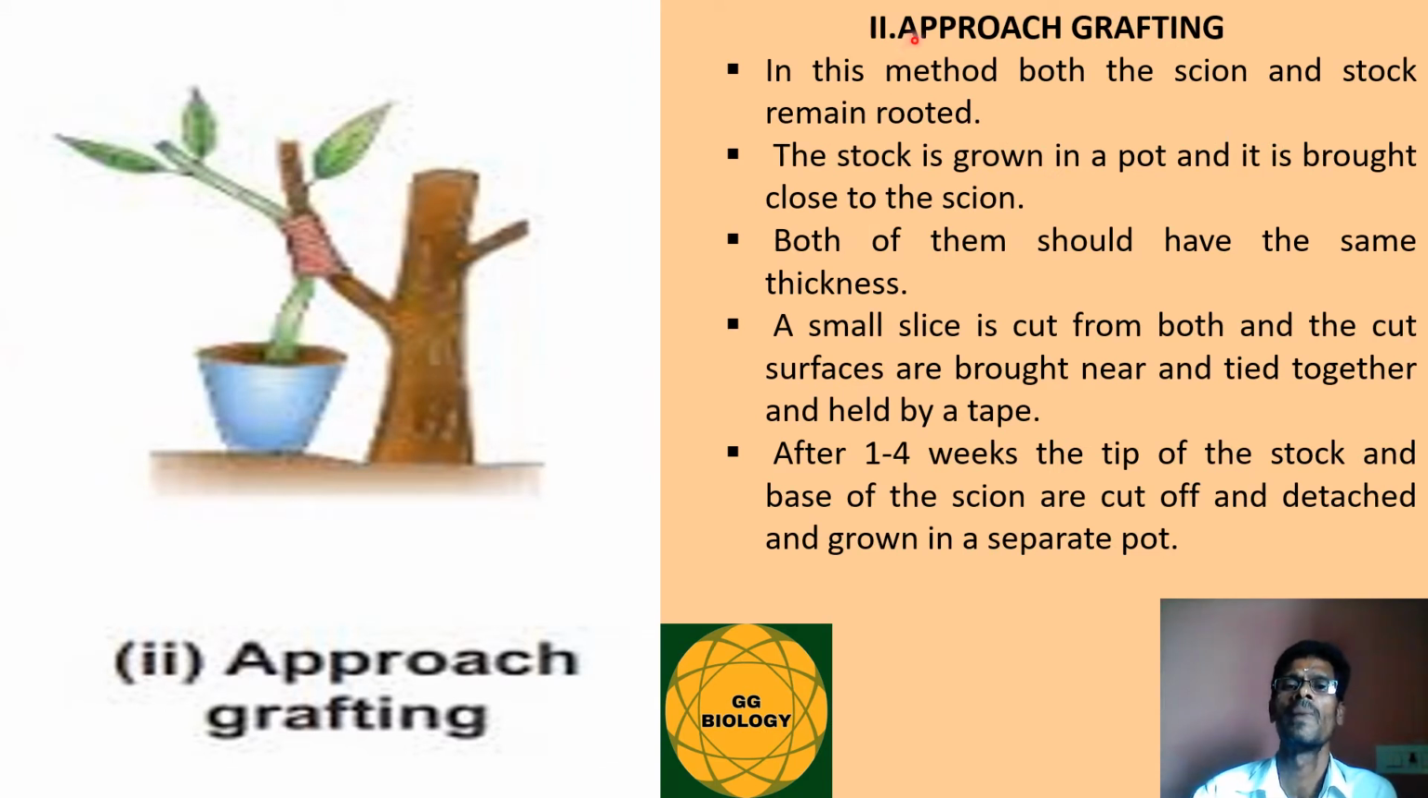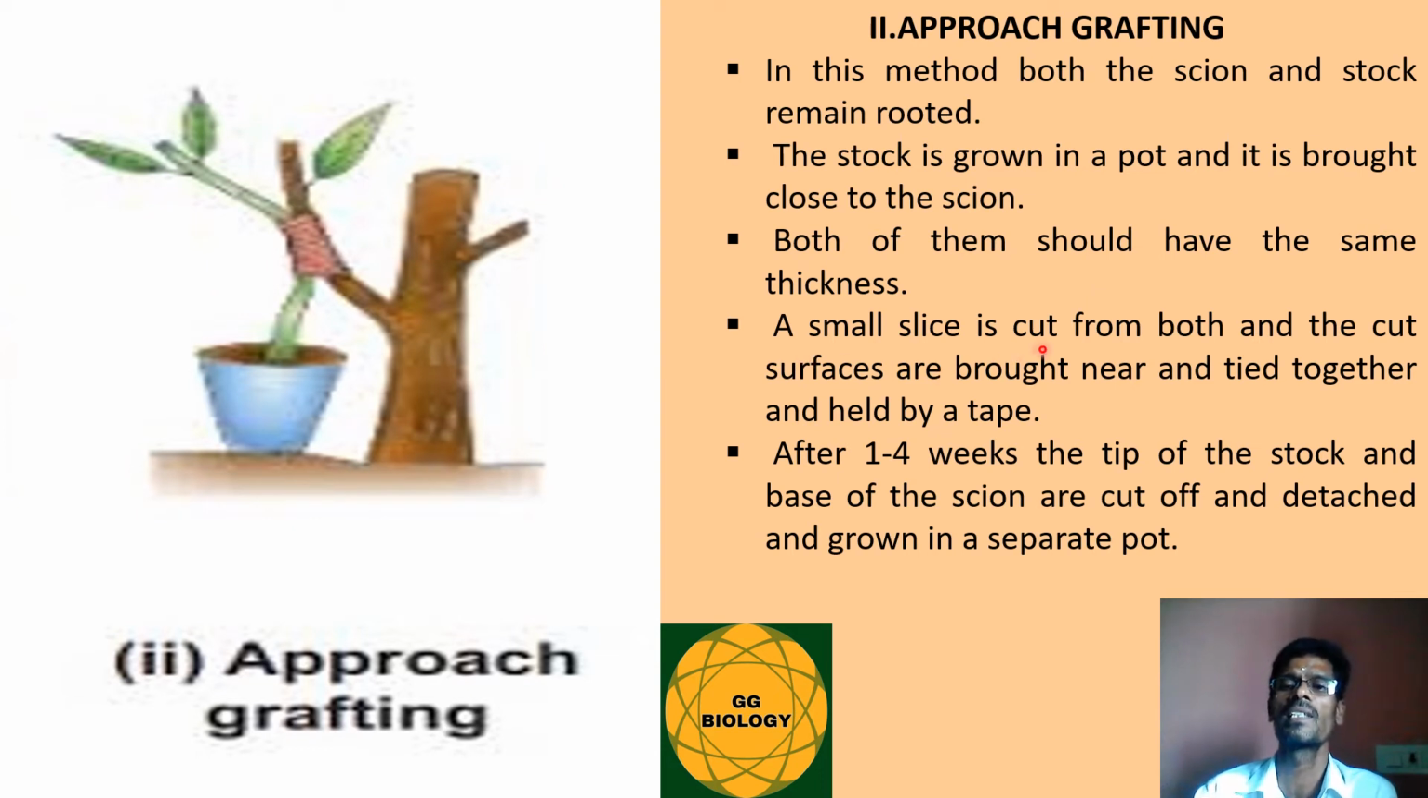The second type is approach grafting. In this method, both the scion and the stock remain rooted. So the stock is rooted and the scion is also rooted. Both have roots present. The stock is grown in a pot and is brought close to the scion. Here the plant body in the pot is the stock, which is brought closer to the scion. Both of them should have the same thickness. Now if you could see, both the plant parts are of the same thickness.